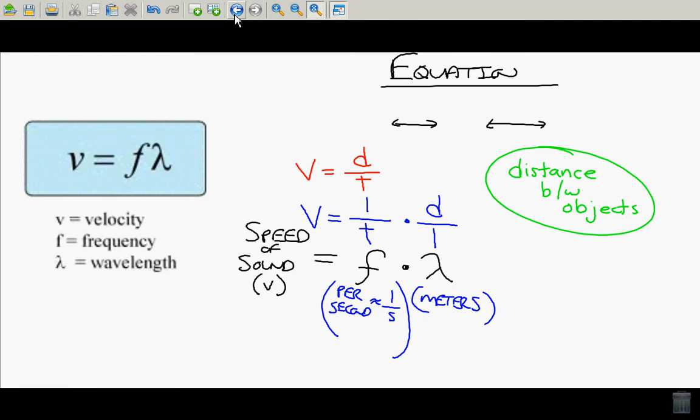Cool. So tomorrow, don't forget to dress for the weather. We're going to be planning on going outside for a short amount of time, and then we'll be spending some time looking at using this equation in some applied problems as well.